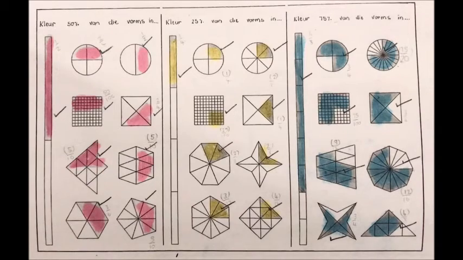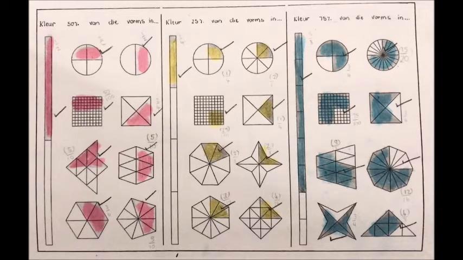For the second worksheet, you needed to color in certain parts of the shapes. If you work with percentage, you are actually working with a fraction. So you need to convert those percentages back to fractions, and then you can just color in. 50% is equal to a half, 25% is equal to 1/4, and 75% equals to 3/4.